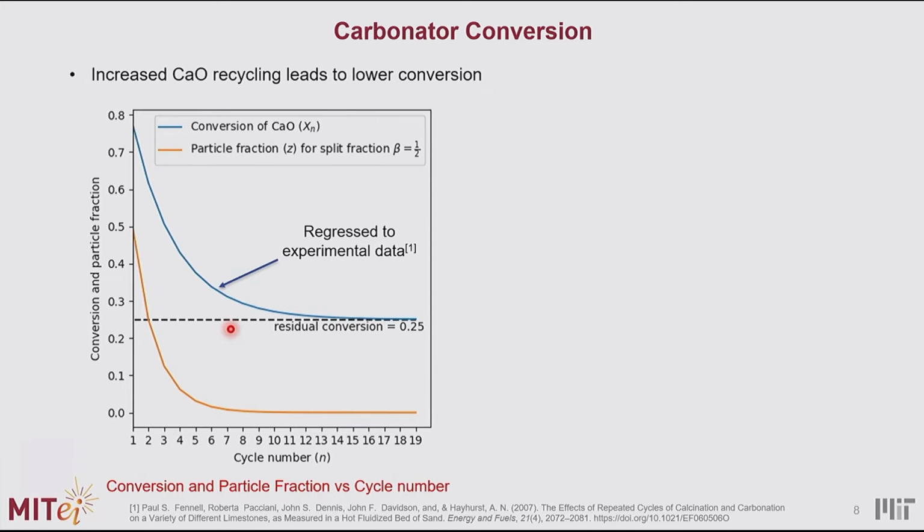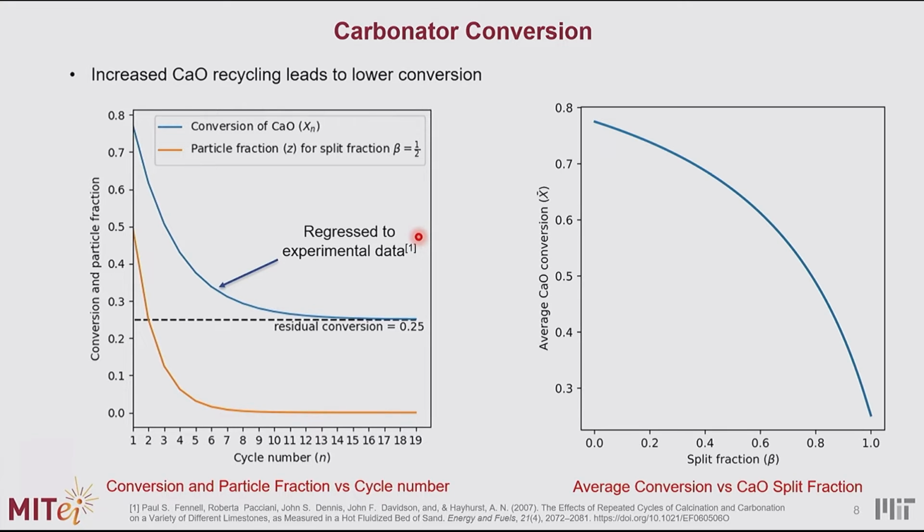But then at the end of the day, this is a profile of conversion. We need only one value to put in the simulation. So at each value of beta, we just need one value. If you do the math around this system without going into too much detail, you can end up having this curve. You can go on the x-axis with the split fraction, and then on the y-axis, you have the average calcium oxide conversion in the carbonator. So for our system, for the base case, we're using a split fraction of 0.5. This corresponds to around 65% conversion of calcium oxide.